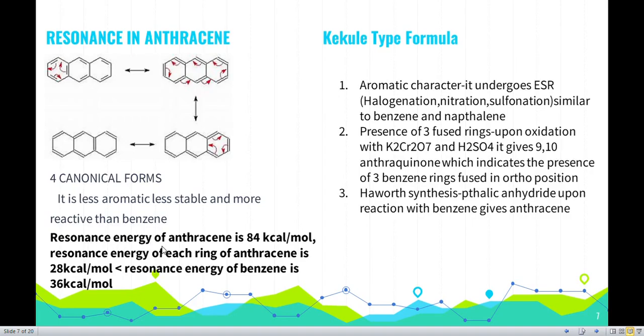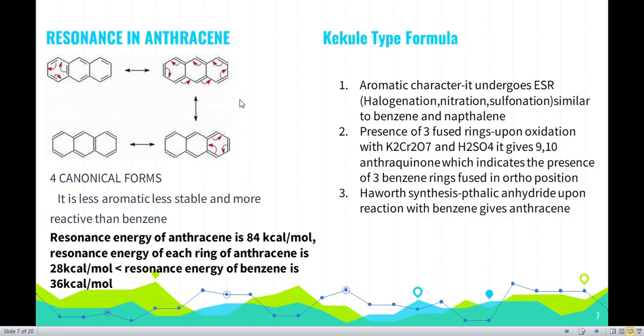Because the resonance energy of anthracene as a whole molecule is 84 kilocalories per mole, the resonance energy of each ring will be 84 divided by 3, which is 28 kilocalories per mole, which is less than the resonance energy of benzene, which is 36 kilocalories per mole. So the lesser the resonance energy, the lesser the aromaticity, and thus anthracene is less stable. It belongs to the Kekulé type of formula.